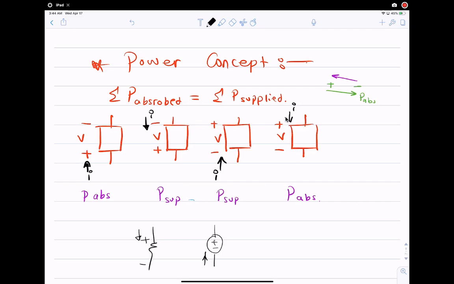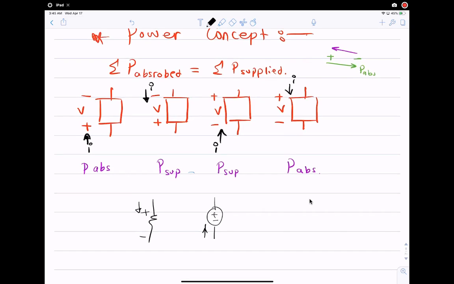For this one, I'm moving from a positive to a negative. That means I was at a high potential to a low potential. That means it's absorbing. Now, I want you to pay attention to one thing. Sometimes they would give me one of those values as a negative value. Let's say for this one, I was given the voltage to be 2 volt while the current is negative 3 ampere. In this case, I'm going to multiply, since the power is the current times the voltage, negative 3 times 2. The answer is negative 6 watt.